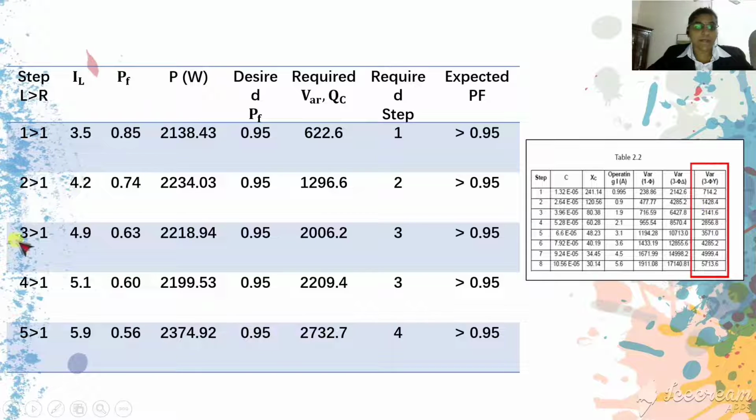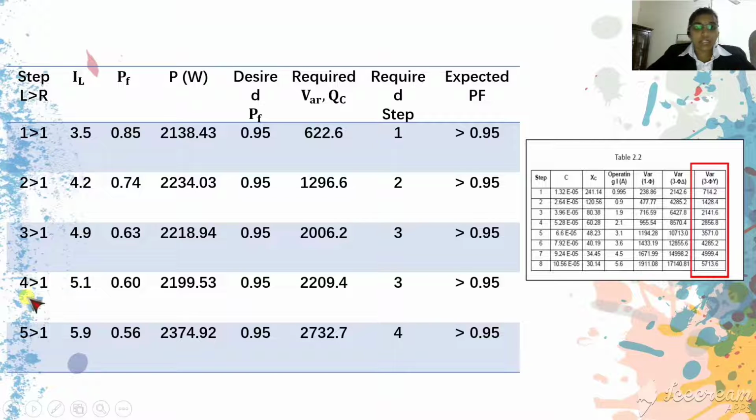1428.4 VAR. Next, for step 3, we have an IL of 4.9 and the operating power factor is 0.63. After calculation, we obtain a power of 2218.94 watt, and the required VAR for obtaining the desired power factor was 2006.2 VAR, and it's required for step 3, which is nearer to 2141.6 VAR.